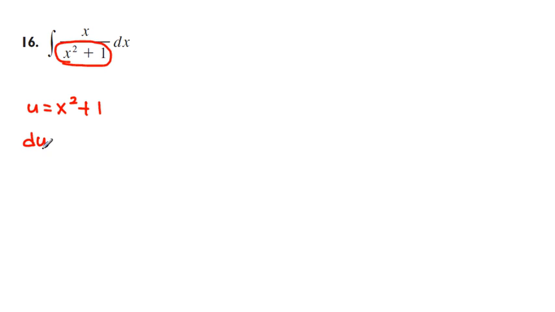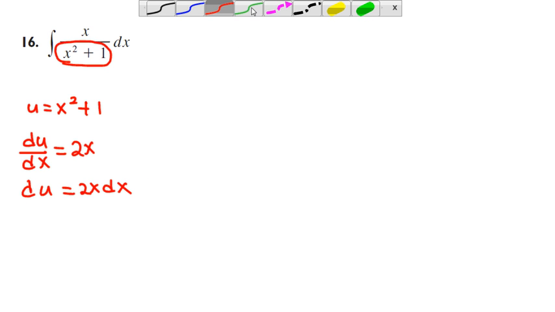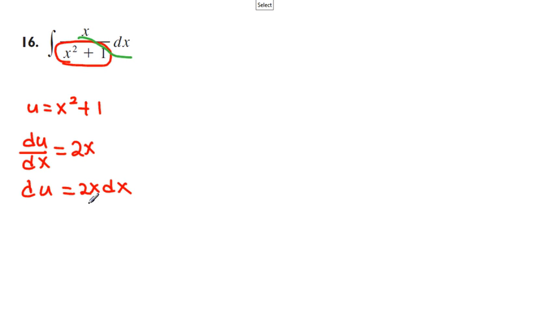Now, then du over dx becomes 2x, which makes du as 2x dx. Now, when you look into this one, you'll notice that we don't have 2x dx, we only have x dx. So therefore, we can divide each side by 2. Then we have x dx left, which will be equivalent to du over 2.